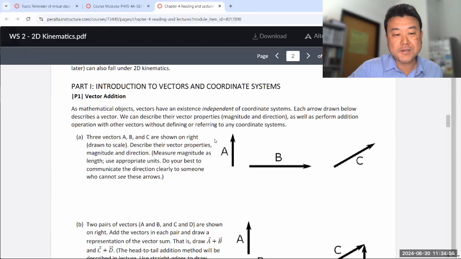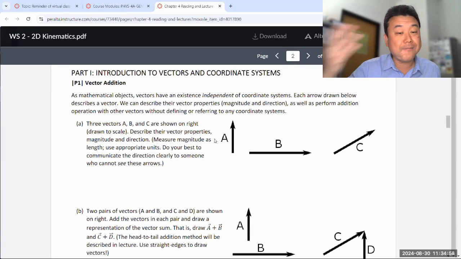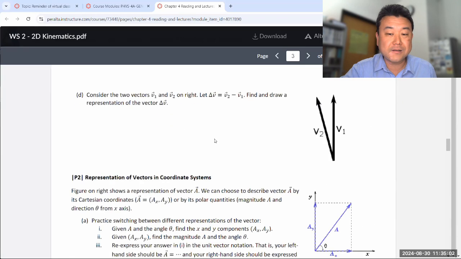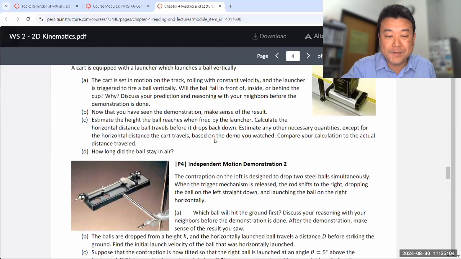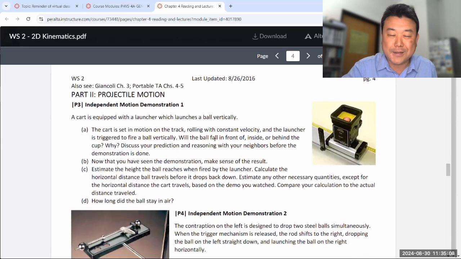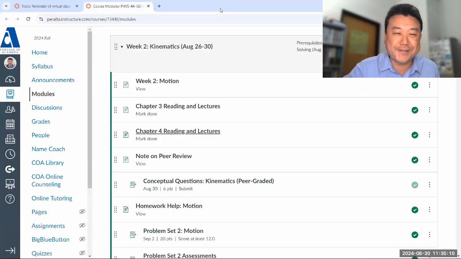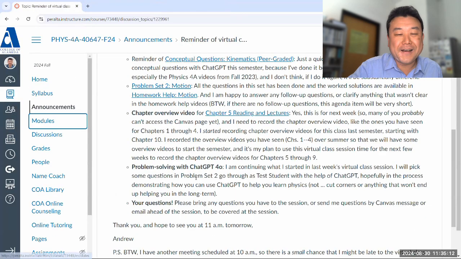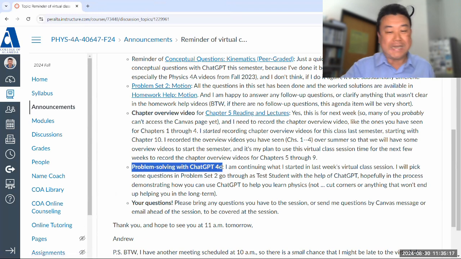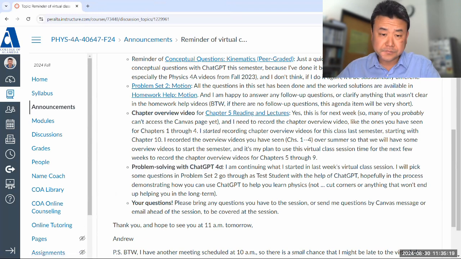But I think this semester, what I thought would be more timely, given where generative AI is at, and what's more fun for me, because it's kind of nicer criticizing someone else than trying to do my own stuff, is to do problem solving with ChatGPT for Omni. And so let me do this as a test student.